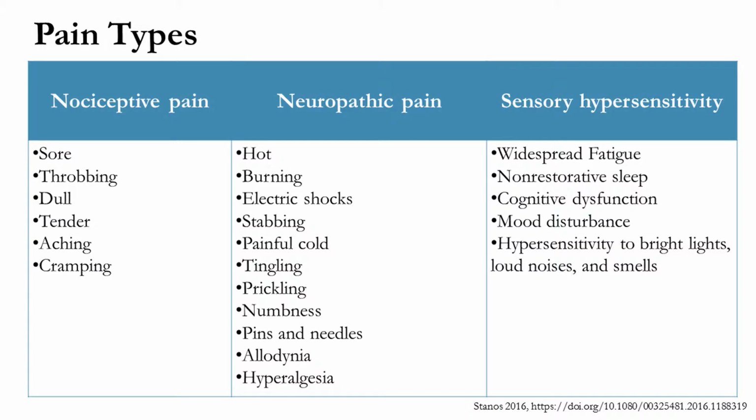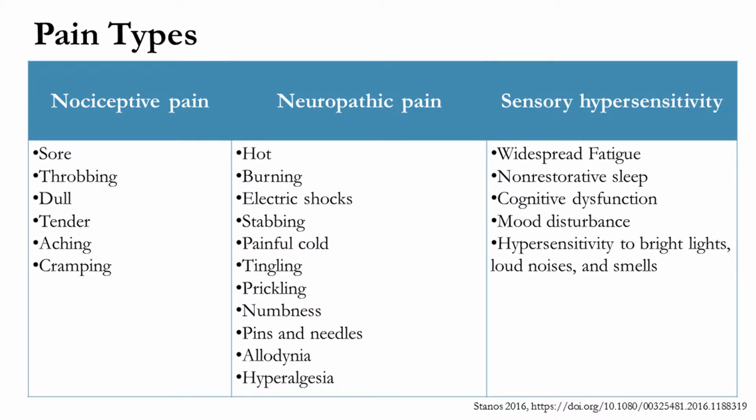The initial primary nociceptive pain would typically be described as sore, throbbing, dull, tender, aching, cramping, or other words that would be typically associated with such conditions. Pain more associated with damage to the nerves themselves may be, in the concept of neuropathic pain, described as hot, burning, electrical shocks, stabbing pain or painful cold, tingling, prickling, even a numbness.